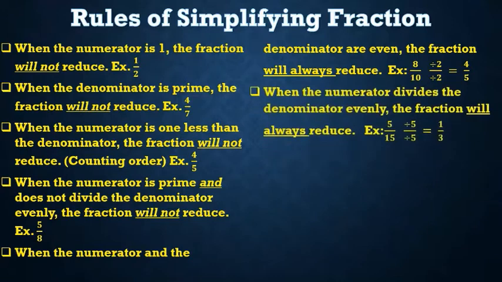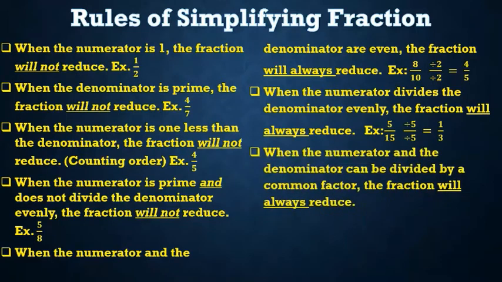Our sixth rule is that when the numerator divides the denominator evenly, the fraction will always reduce. For example, 5 by 50. When we divide it by 5, we will get 1 by 10. And our last rule is that when the numerator and the denominator can be divided by a common factor, the fraction will always be reduced.